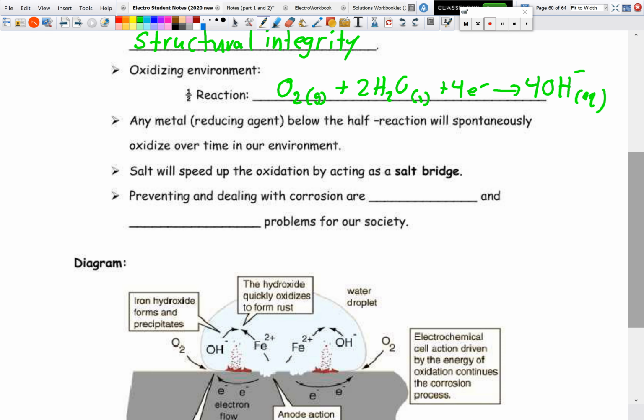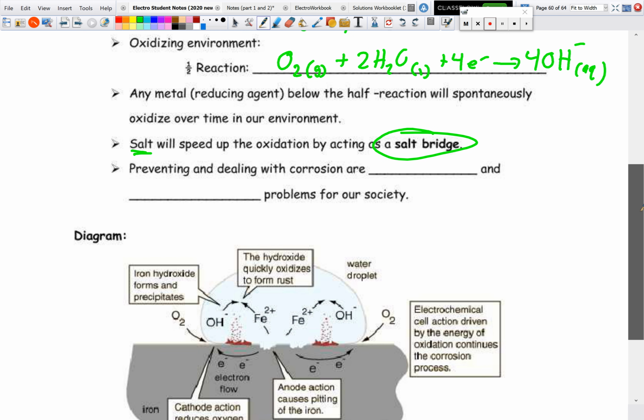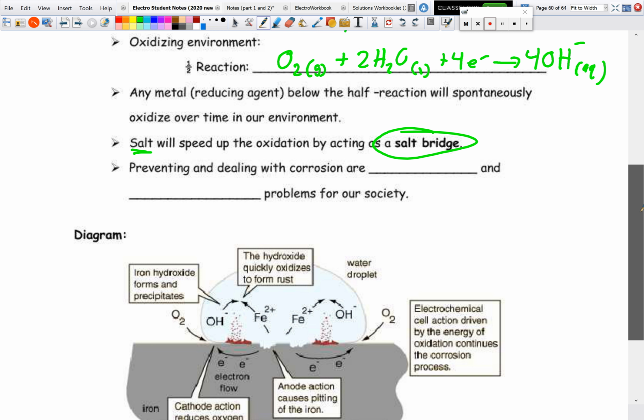Of course any metal as a reducing agent below that half reaction will spontaneously oxidize over time. Now if salt is present, this will actually speed up the oxidation because it acts as a salt bridge. This is why in places like coastal regions you get rusting of cars that happens a lot quicker. Even during winters, if you put salt down on the roads, that causes your cars to rust a lot sooner just because the salt acts as a salt bridge, speeding it up. So that's why cleaning your car is also very important in maintaining it and the longevity of it.